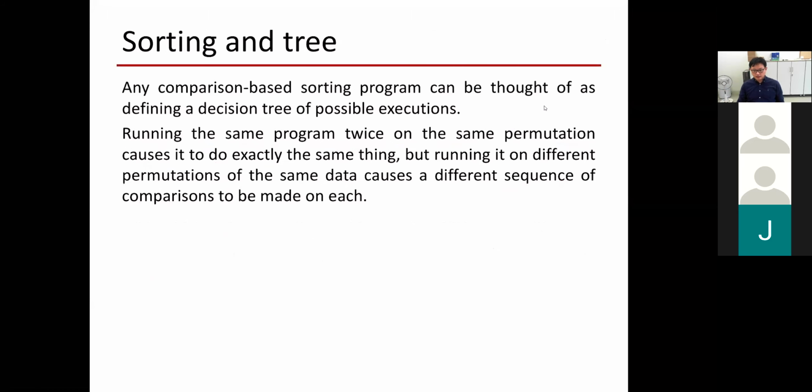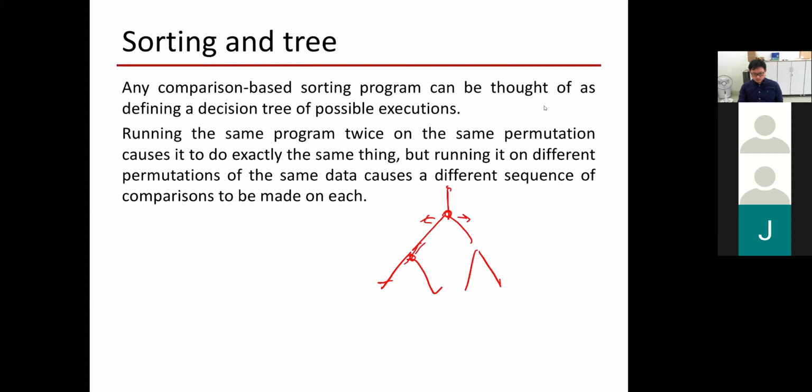Sorting and trees. Any comparison-based sorting can be thought of as defining a decision tree of possible executions. So, a decision tree. Am I bigger than this? Go to the right. Smaller than this? Go to the left. At every point you make a decision, left or right, right?